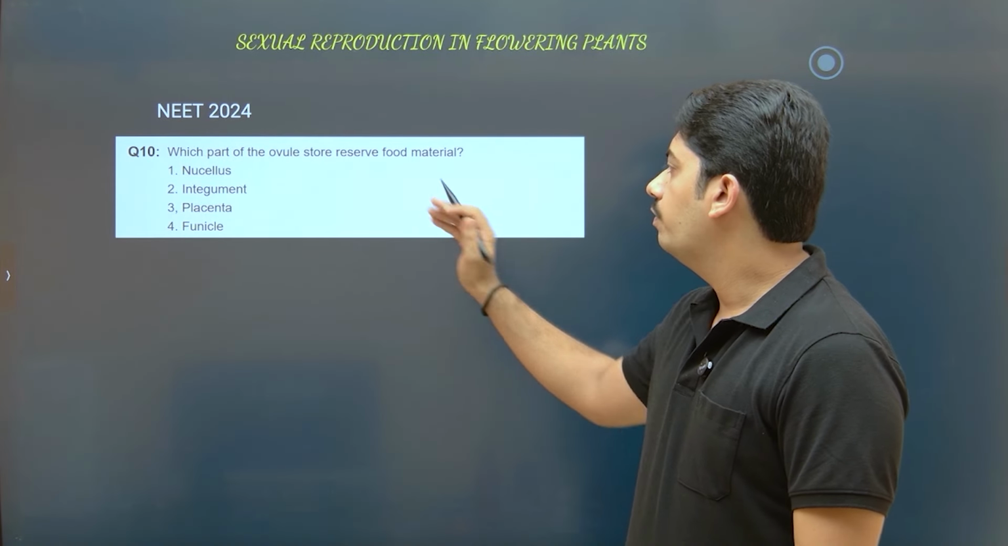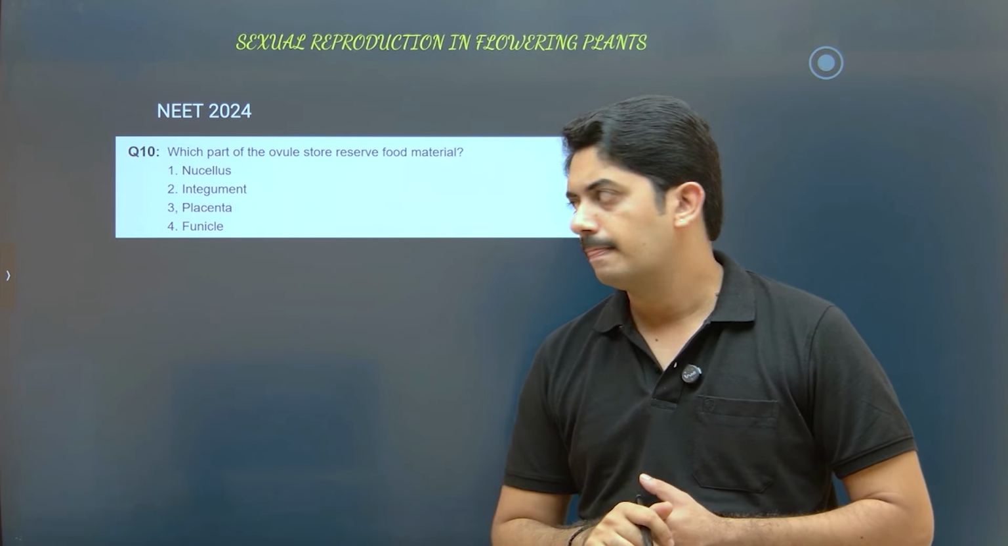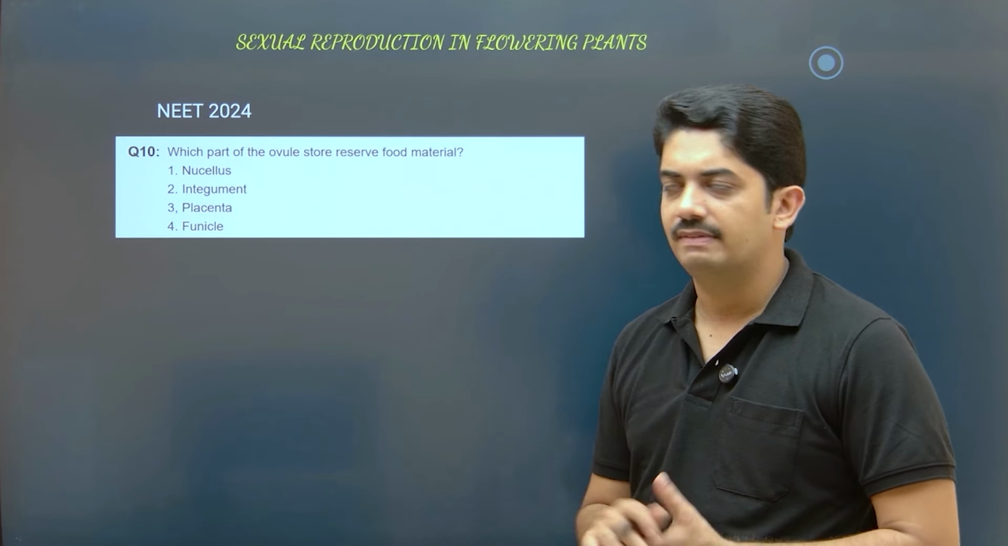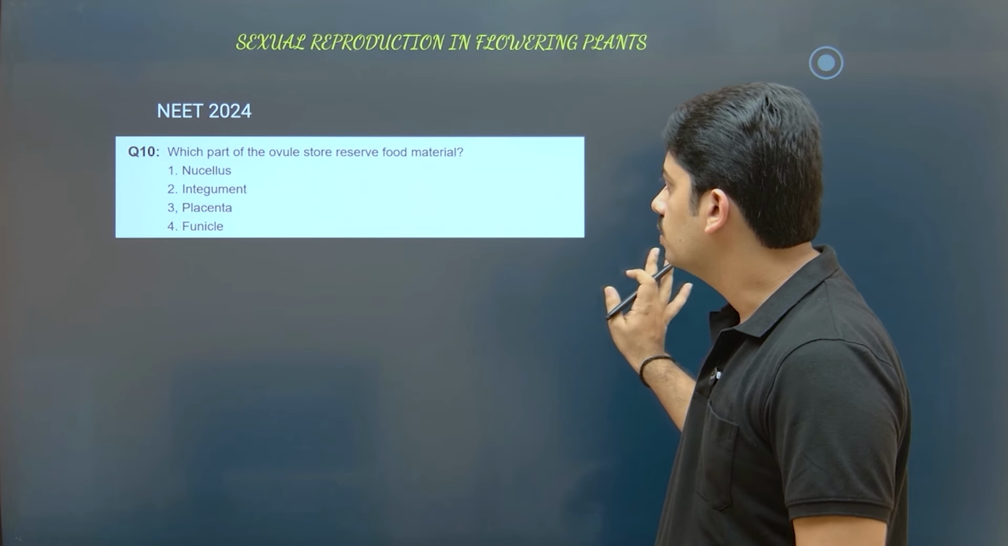Which part of the ovule stores reserve food material? Nucellus, integuments, placenta, funicle. It's a very simple question. Again, the answer is nucellus.